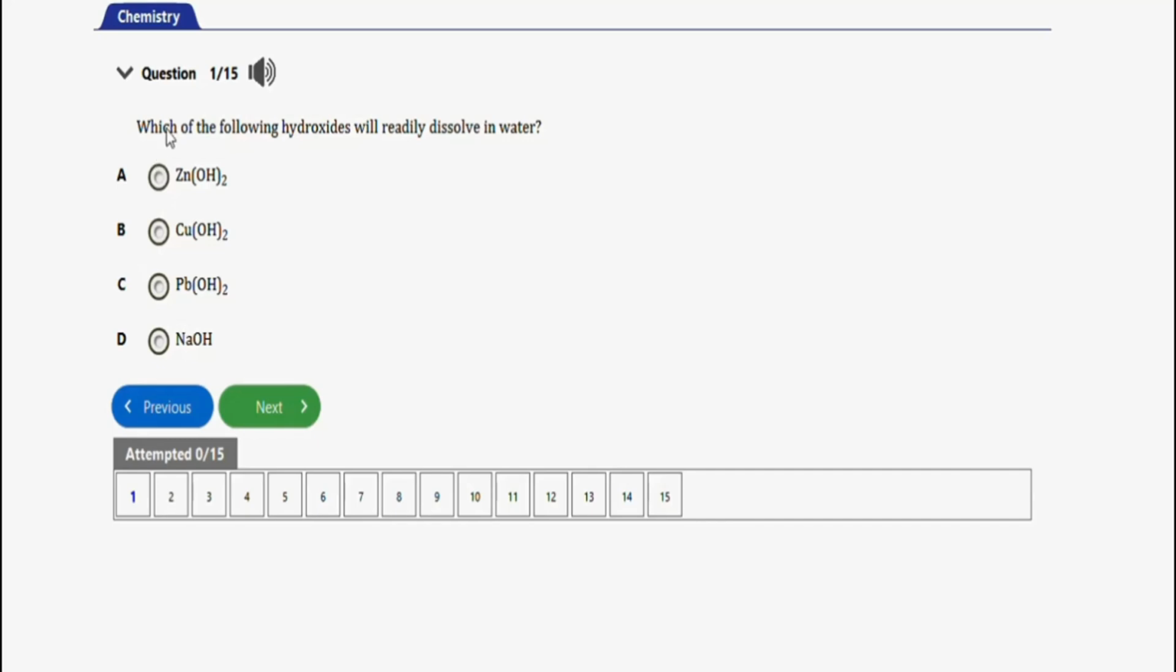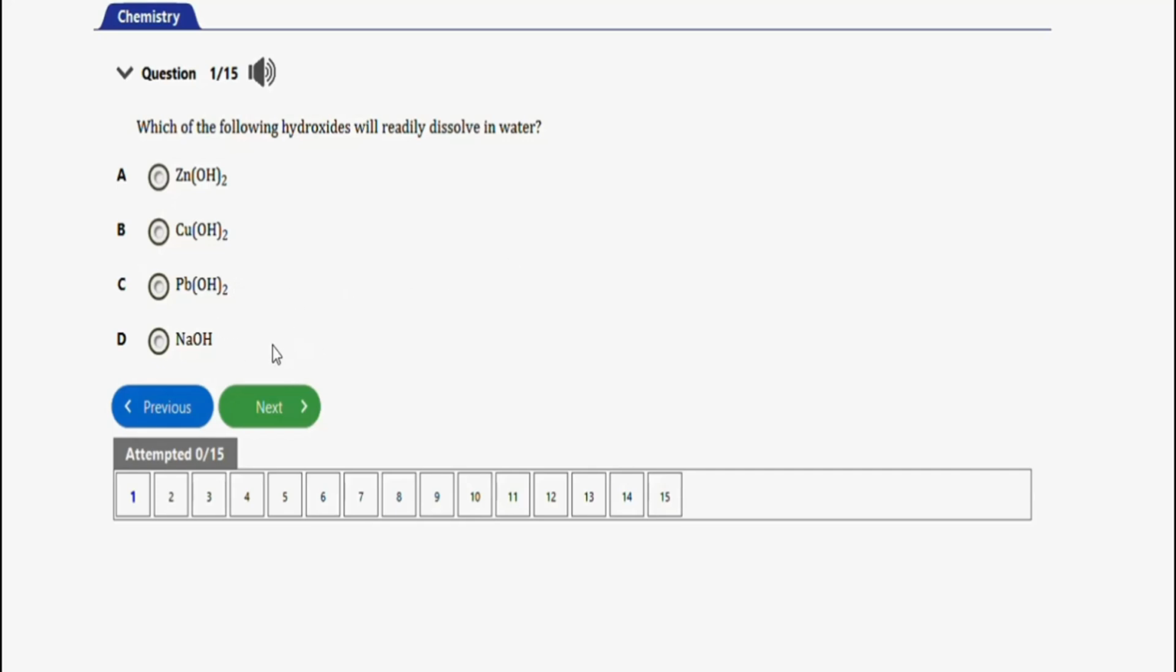The first question says, which of the following hydroxides will readily dissolve in water? Option A, we have zinc hydroxide, copper hydroxide, lead hydroxide, and sodium hydroxide. The right option will be option D, sodium hydroxide, because out of the options we have here, the only strong base is sodium hydroxide. Strong bases can easily dissolve in water, whereas weak bases cannot easily dissolve in water. Very important: strong bases ionize completely in water, weak bases don't ionize completely in water.